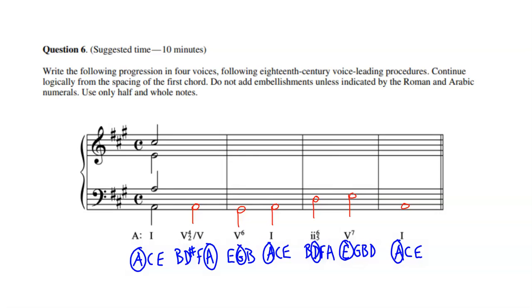And now the fun part. Step 3 is to put in all the upper voices with smooth voice leading and make sure we're resolving our tendency tones correctly and avoiding parallel fifths and octaves and all the rules. So I'm just going to go through one chord at a time.